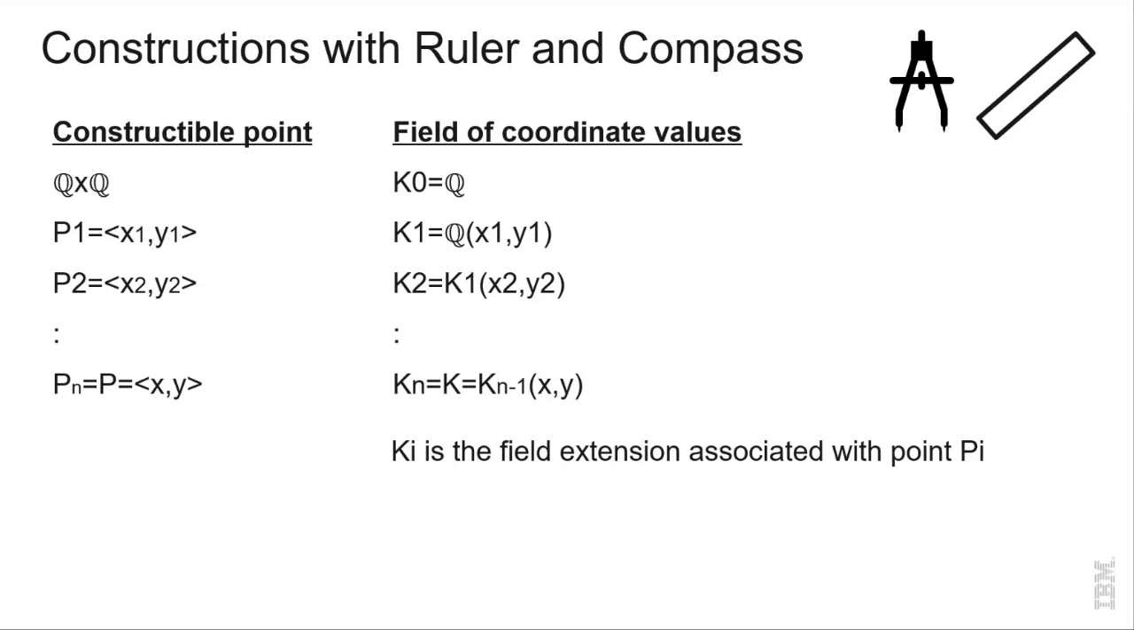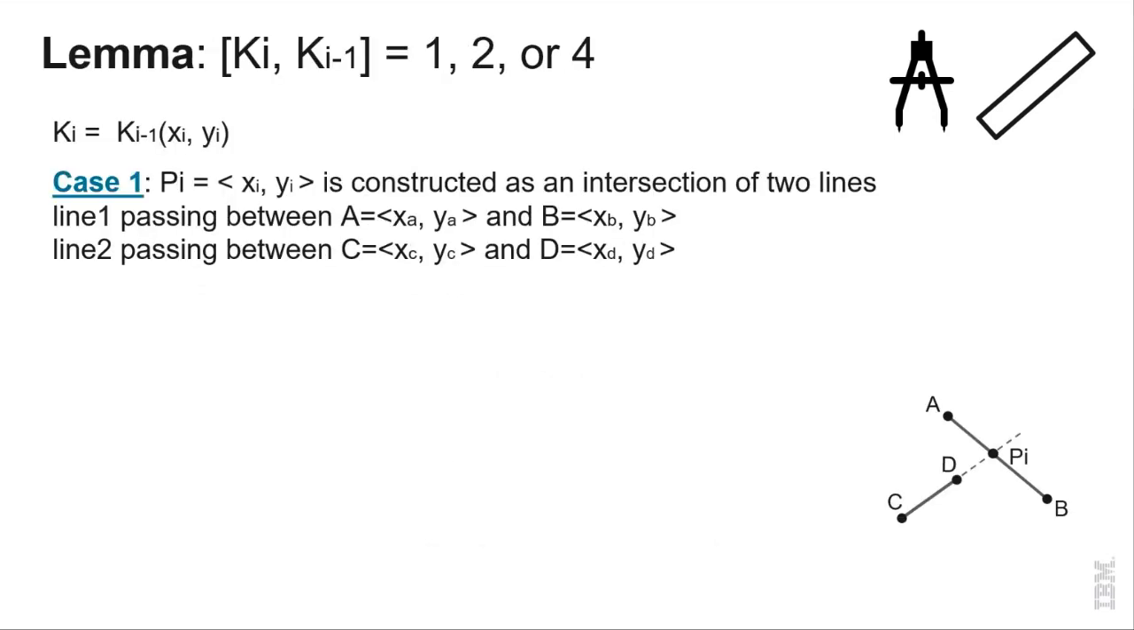And for each of these Ki, we said that it is associated with the corresponding point Pi, which was on the way to the final point. And then we proved this lemma, that for every Ki, the dimension of the field extension Ki on top of Ki minus 1 is always 1, 2, or 4. Okay. So there are actually three cases.